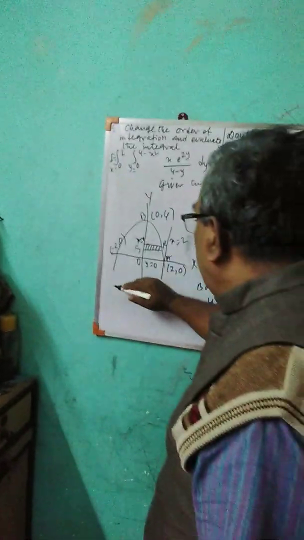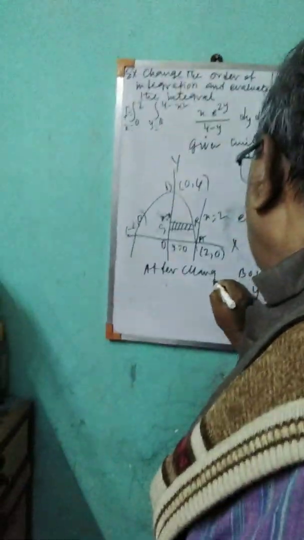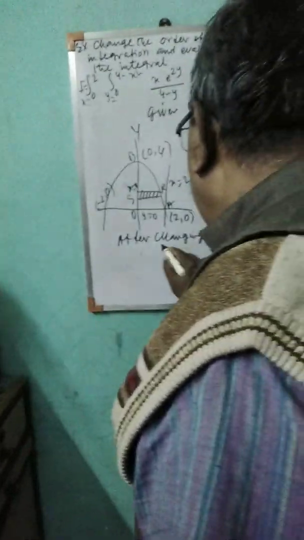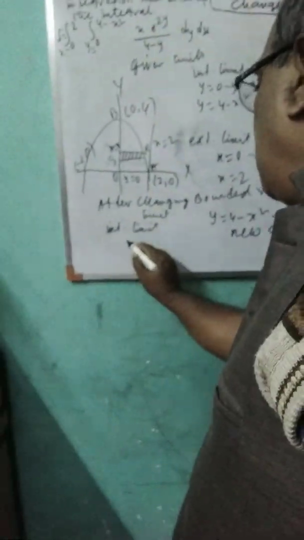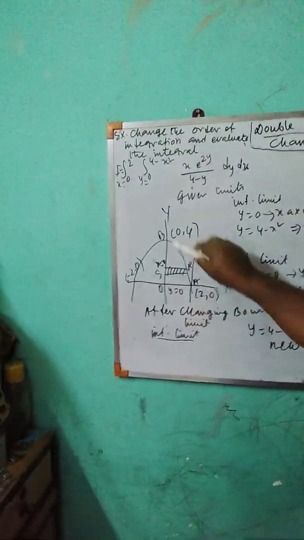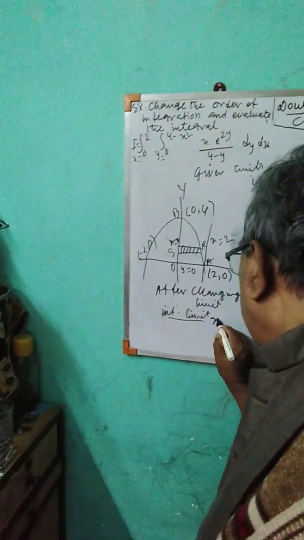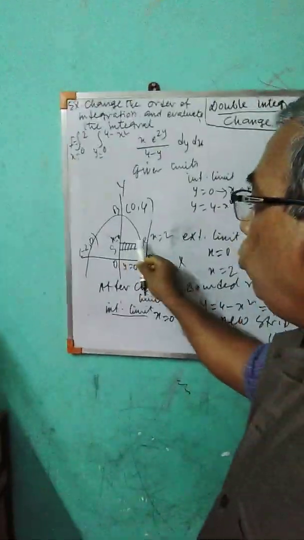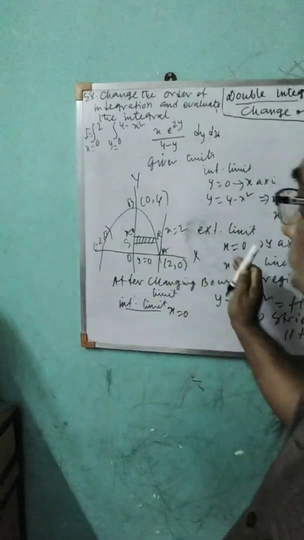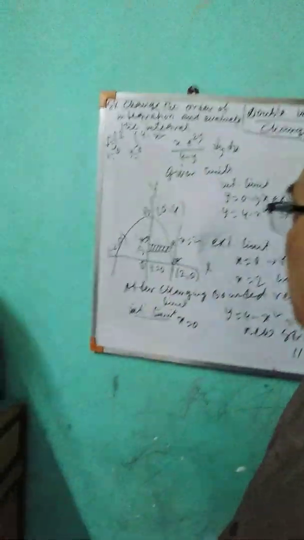So now, after changing the order of integration, after changing the limits, tell me the internal limit. Now see, you will get the internal limit from the strip. The strip meets the y axis, that is x equal to 0, and the strip is parallel to the x axis, so left to right. Left will be the lower limit and this will be the upper limit. So what will be the upper limit?